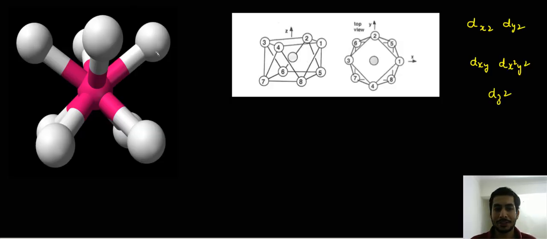Now let's look at some other cases. This is a very interesting case. This is your square antiprismatic geometry, right? Square antiprism, you can say. Now over here what you need to see is that it's quite interesting.